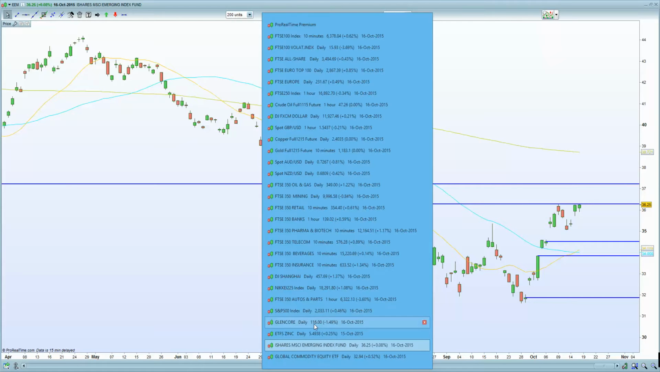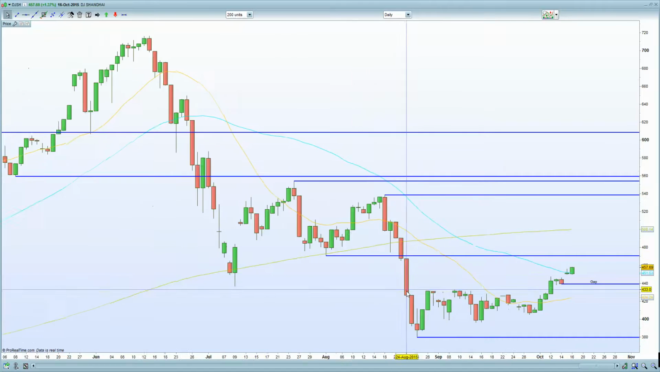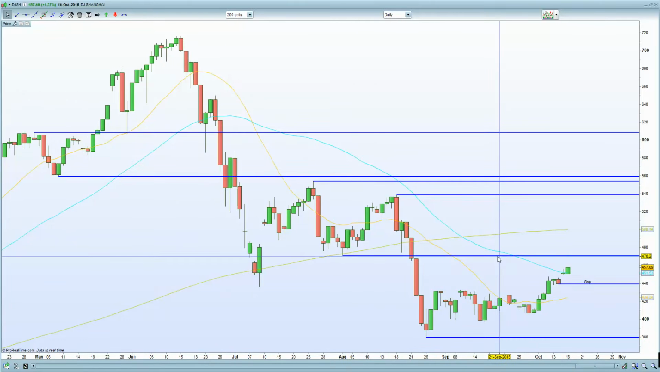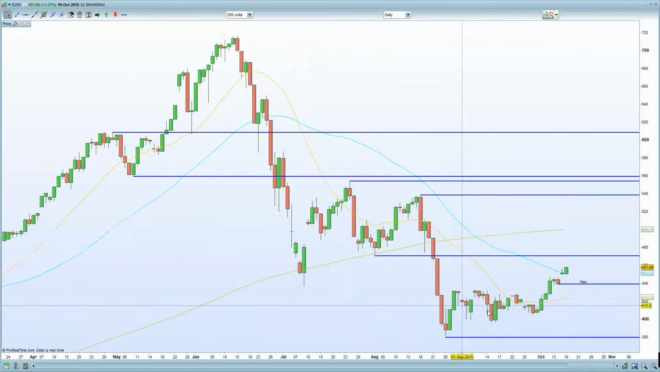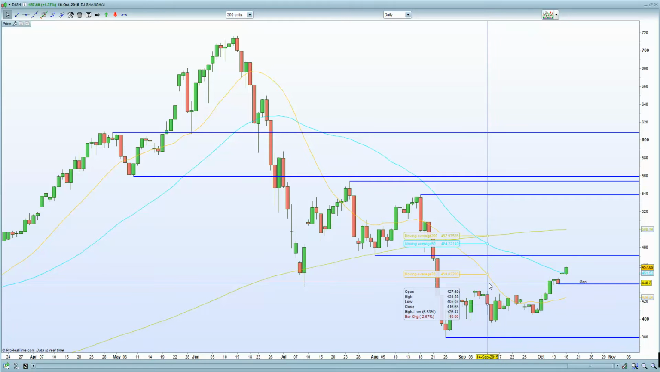Okay, if we bring up the chart of Shanghai, previous support equals resistance at 470. We have had this thrust high, but we have left an unfilled gap below. So given the Chinese data that is going to come out tonight, and given the fact that everything else has been dire, the economic data thus far out of China has been very, very weak. Even the inflation reading came out weak.